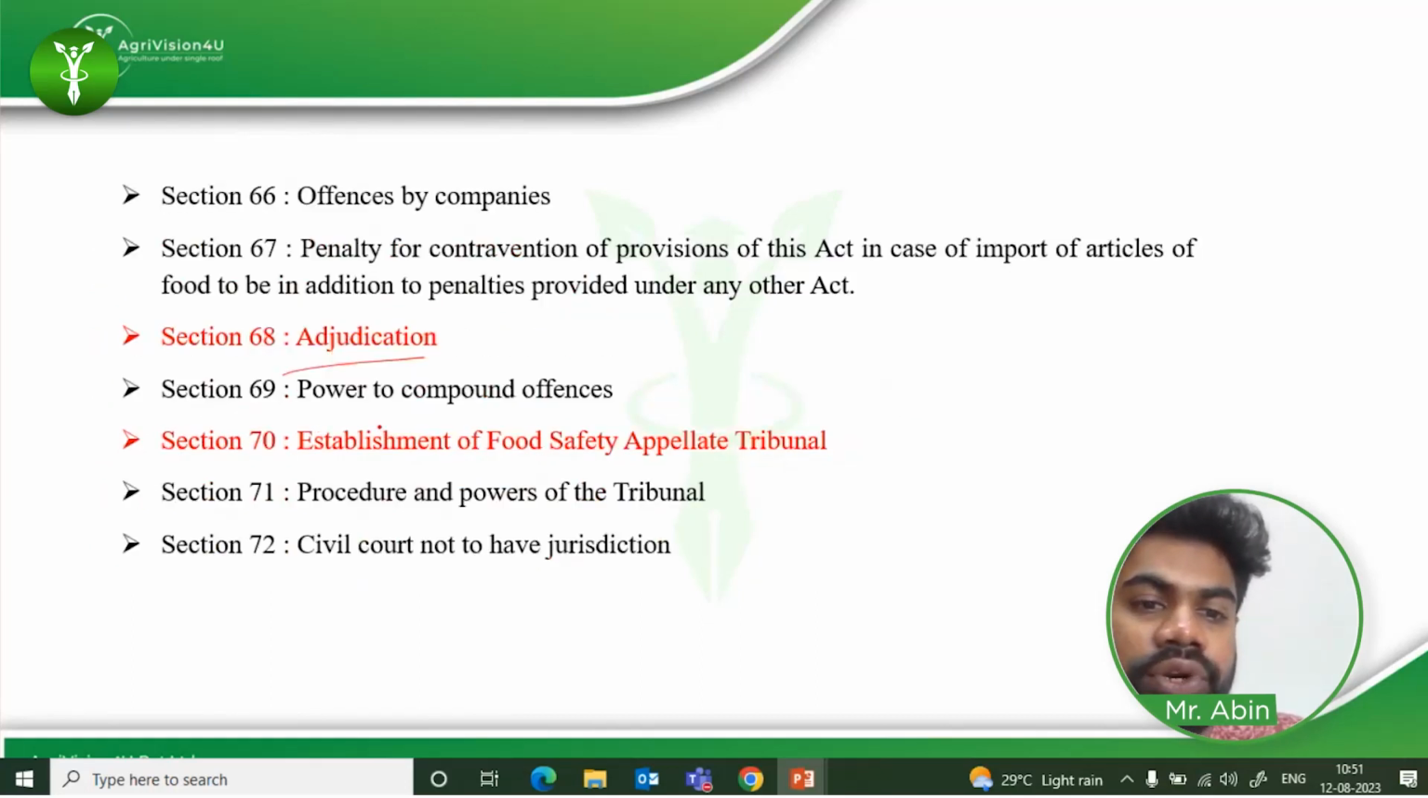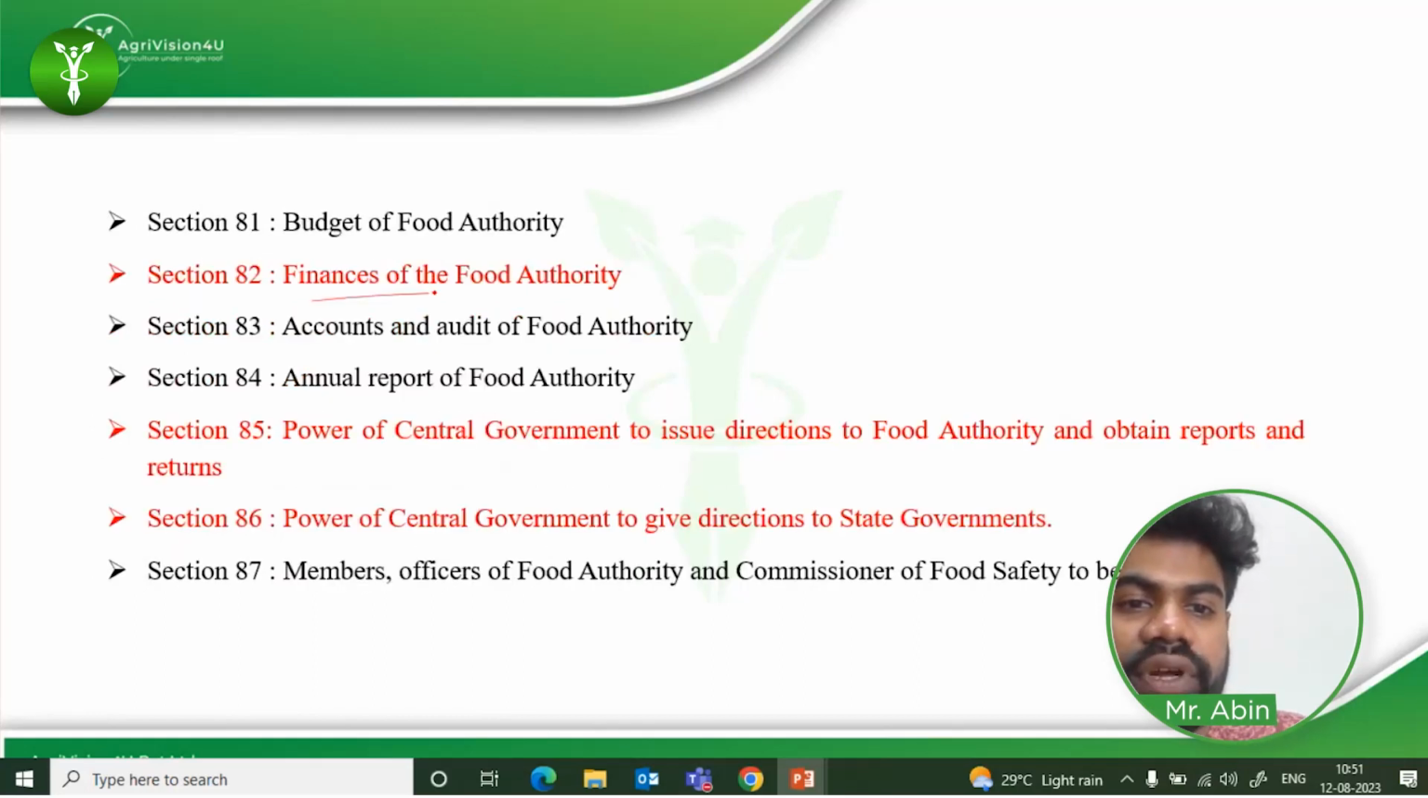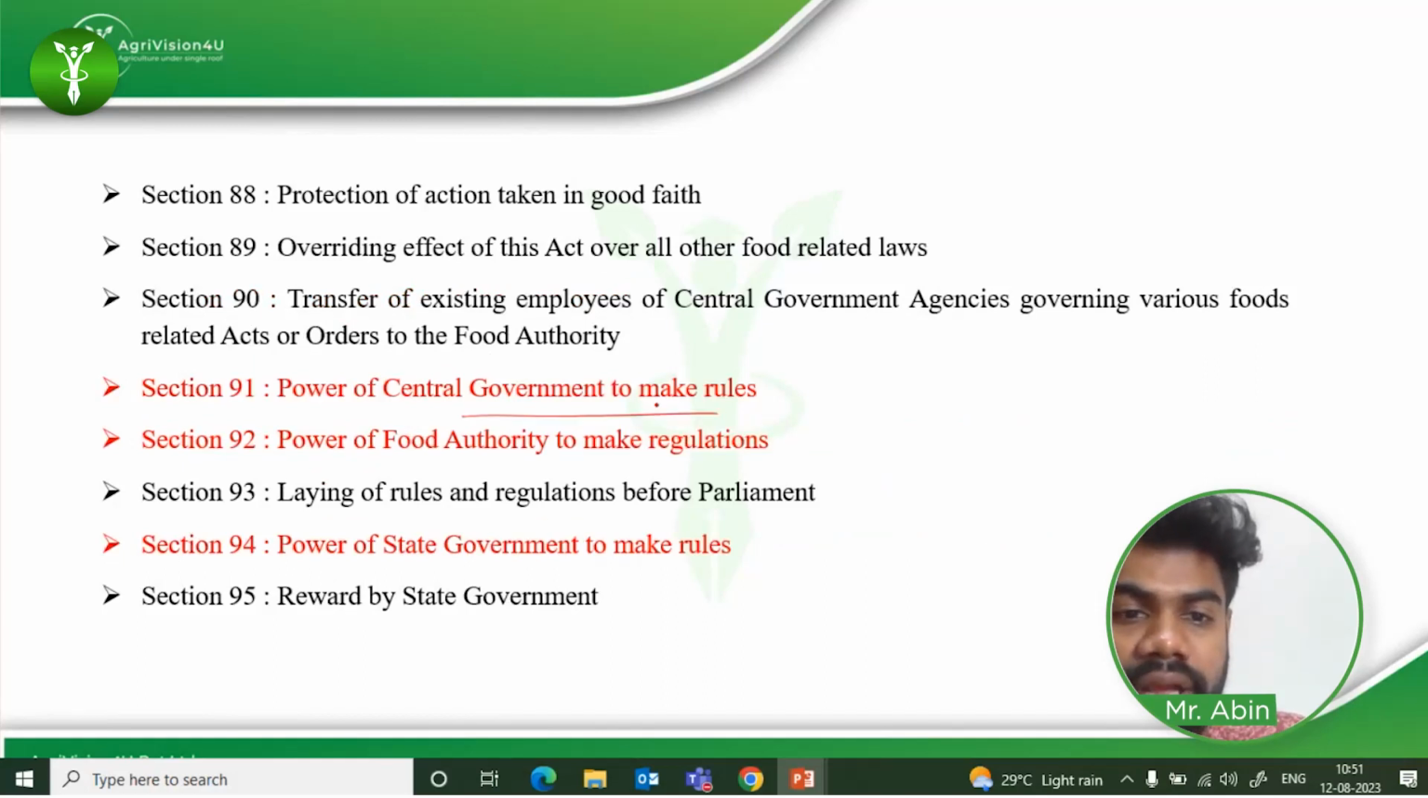68, adjudication, I have already told you. 70, establishment of food safety appellate tribunal. 75, power to transfer cases to regular courts. 76, appeal. 82, finance, power of government to issue directions to food authority. 86, power of central government to give directions to state governments. 91, power of central government to make rules. 92, power of food authority to make a regulation.